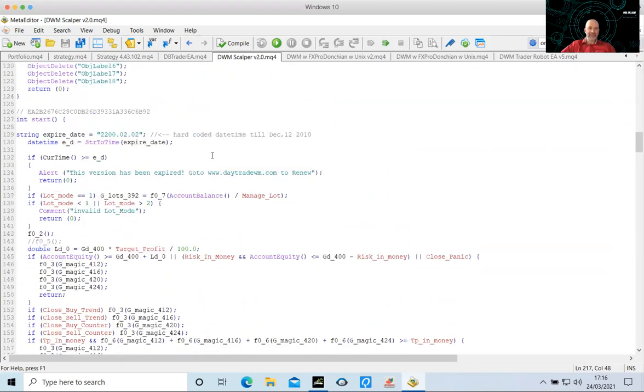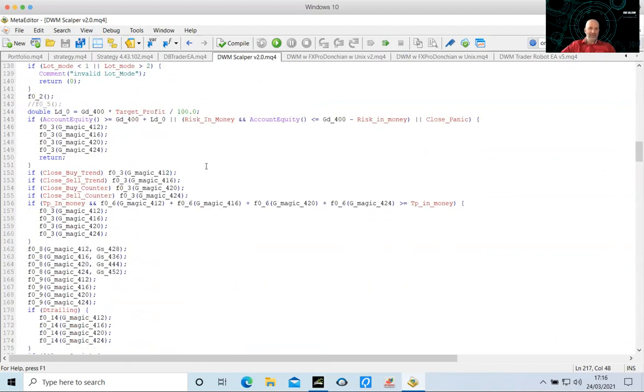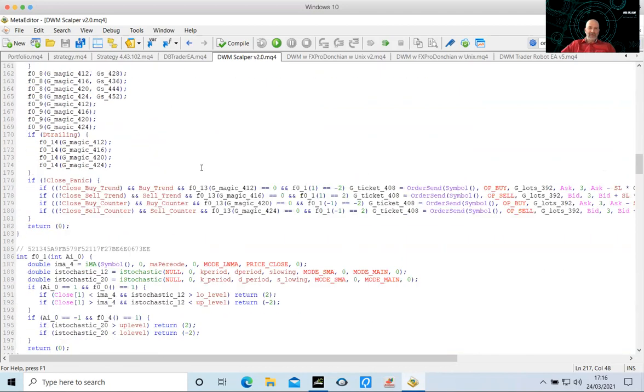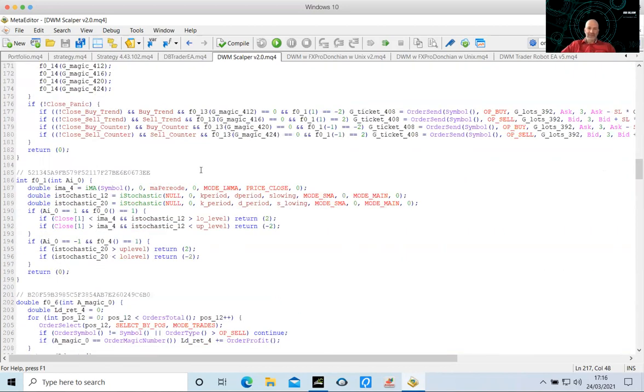So for example, let's say you want to modify the entries. This section at line 186 is where the entries are decided. The first entry is decided based on stochastics. Here it's based on moving average and stochastics if you use the trading criteria, because it has trending trades, sorry, based on trend. This is based on the trending criteria, and this is based on the counter trend.